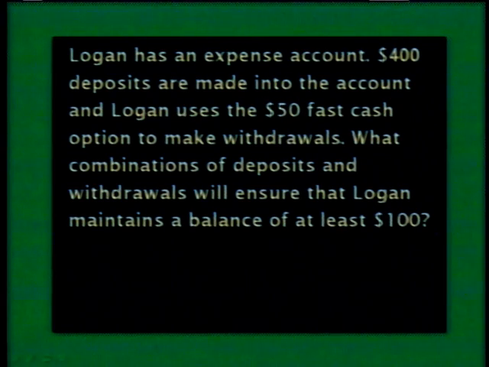Logan has an expense account. $400 deposits are made into the account, and Logan uses the $50 fast cash option to make withdrawals. What combination of deposits and withdrawals will ensure that Logan maintains a balance of at least $100? Now clearly we're going to use an inequality here again, because we're being asked what combination of deposits and withdrawals will ensure that Logan maintains a balance of at least $100. He may want to have more money in his account than $100.